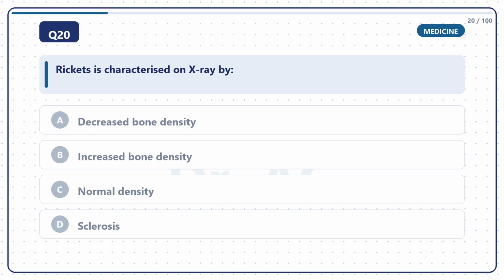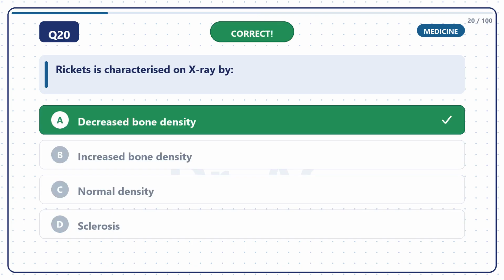Question 20. Rickets is characterized on X-ray by option A, decreased bone density. Option B, increased bone density. Option C, normal density. Option D, sclerosis. The correct answer is option A, decreased bone density.